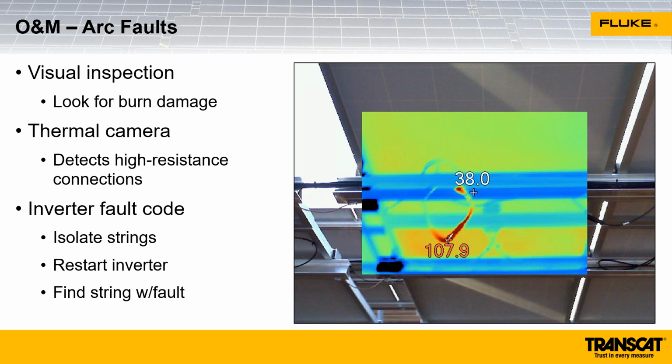If it didn't, then remove those half strings from the connection to the inverter and reconnect the other half, and you can kind of track it down there. That's kind of the best, one of the best ways to find an arc fault at this point.